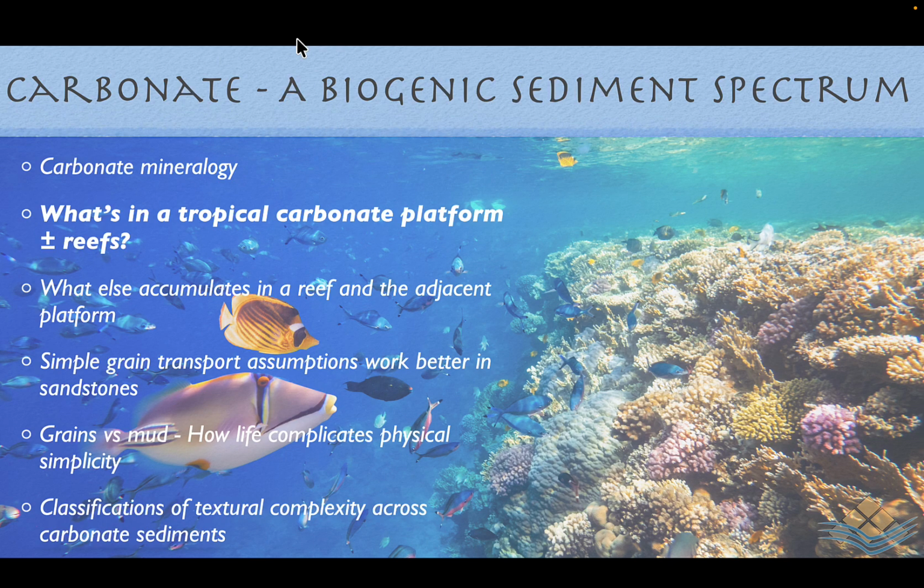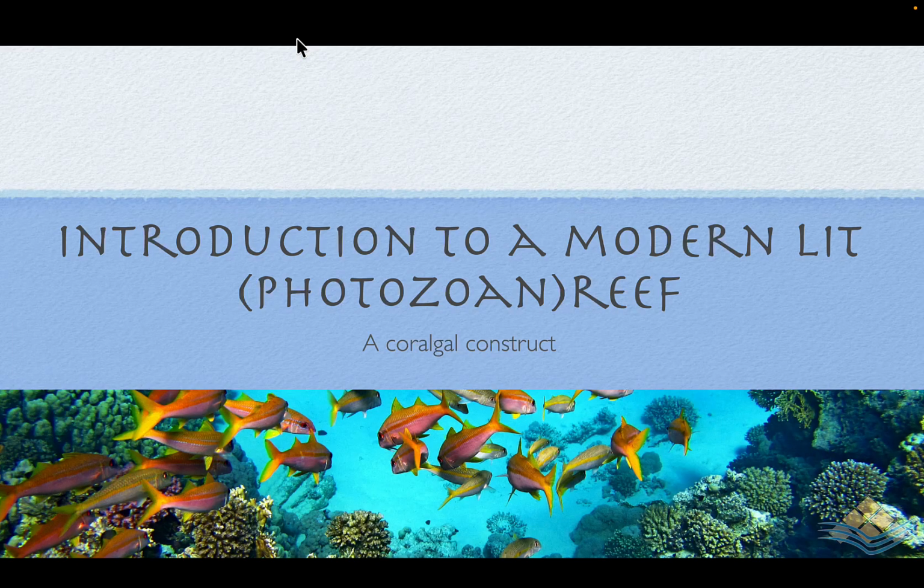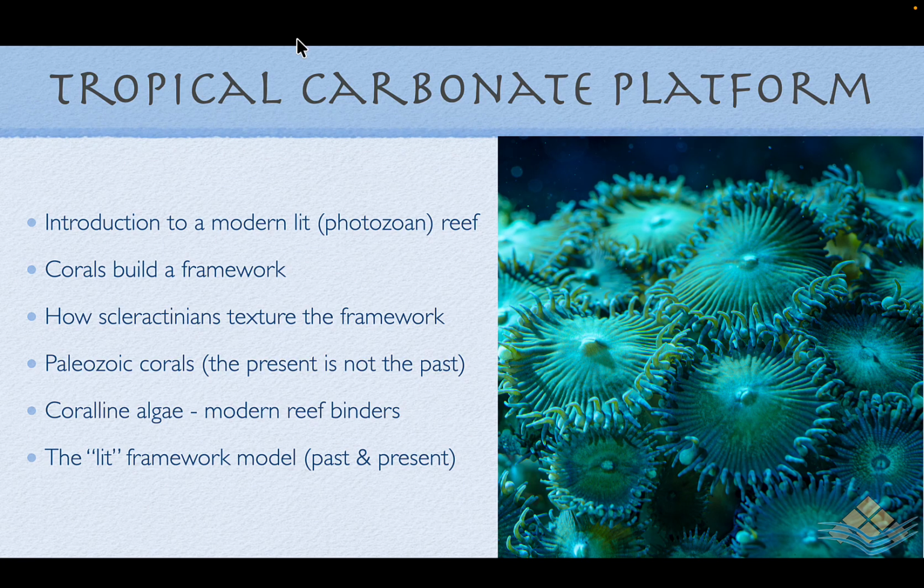In this current section, we want to look at what makes up a tropical carbonate platform. In this first video chapter, we'll look at an introduction to the modern lit or photozoan light-requiring reef constructs, which are primarily a construct between scleractinian corals and coralline algae. This first discussion of the modern lit platform is made up of 6 parts, or 6 video chapters.